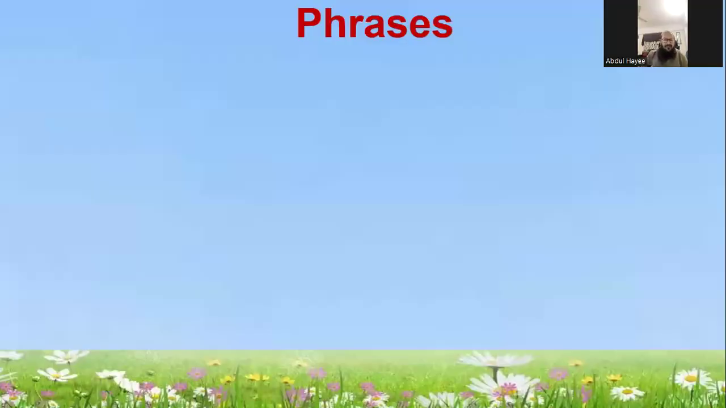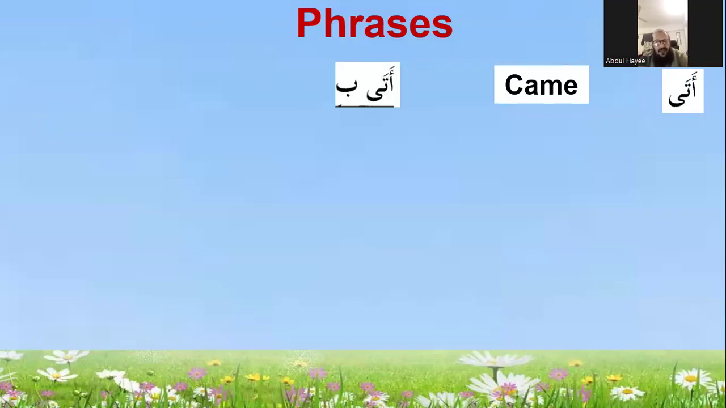Phrases. During our study, we normally say, okay, it is a phrase, but we don't understand what it means. Let me give some examples. If I say there is a verb ata, ata means he came. When it becomes atabi, a preposition bi comes with it, it means brought. The meaning changed from came to brought because this is a phrase.